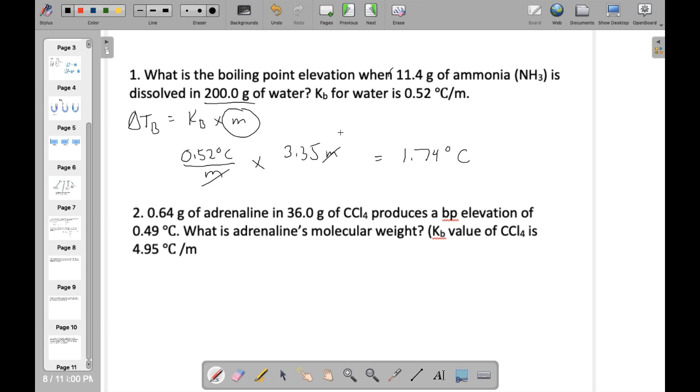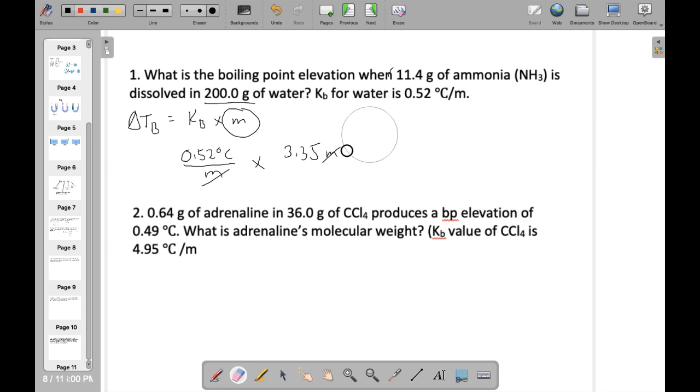200 grams of water. The normal boiling point of water is 100 degrees. So if they ask for the final boiling point, which they don't in this question, but if they did, I would just add these together. My new boiling point is 101.74 degrees Celsius.